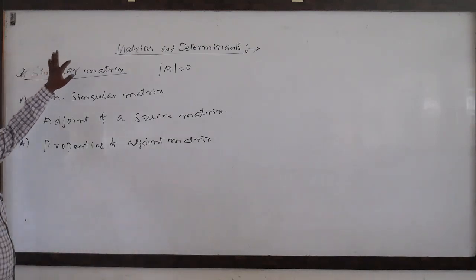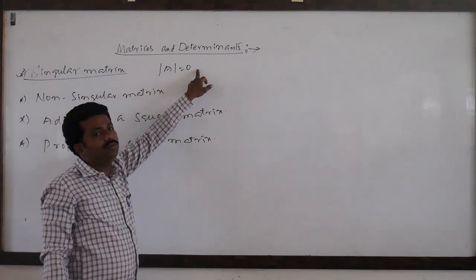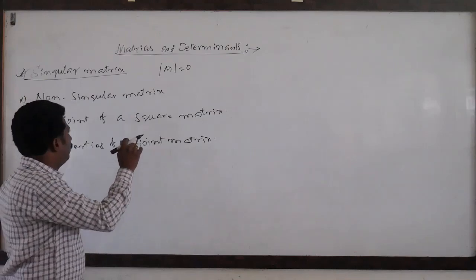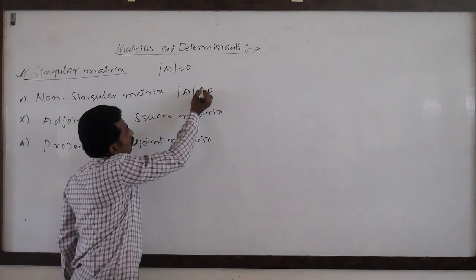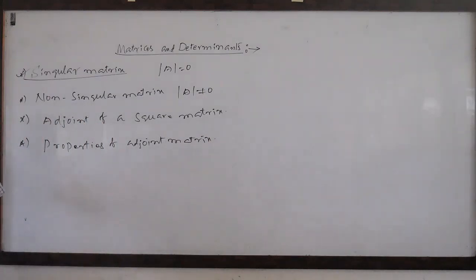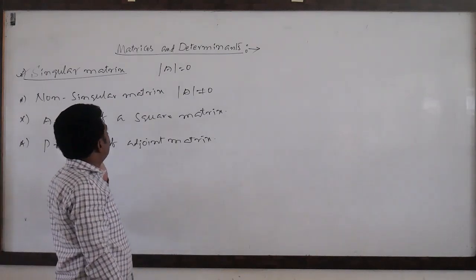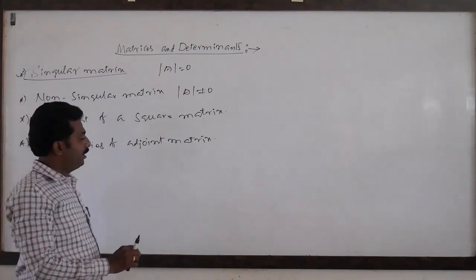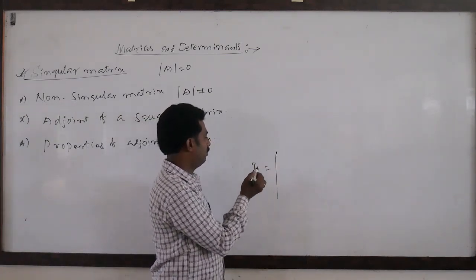Singular means a square matrix whose determinant equal to 0, that is a singular matrix. A square matrix whose determinant is not equal to 0, that is a non-singular square matrix. Then, whether the identity matrix is singular or not, whatever its order may be.